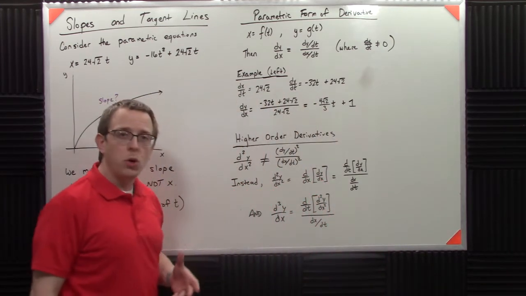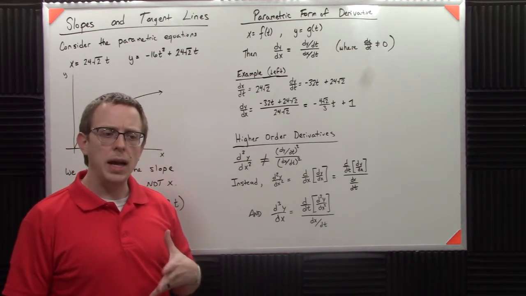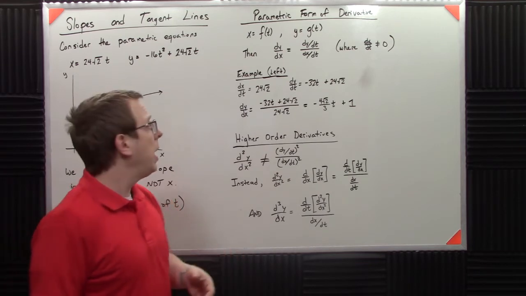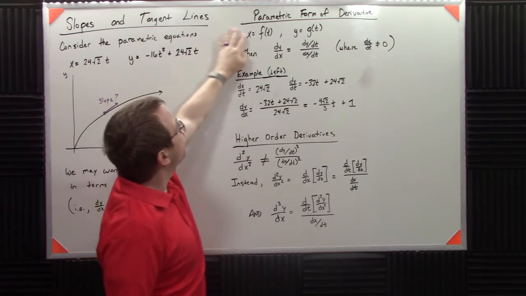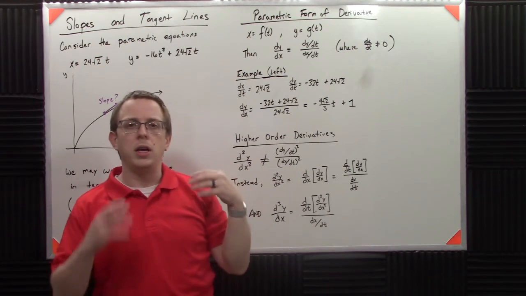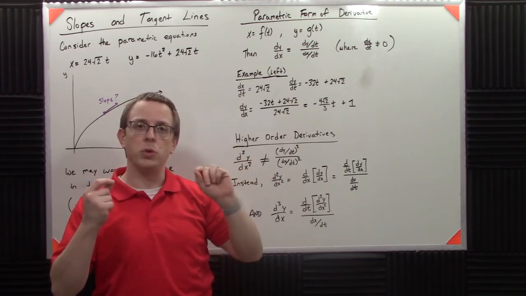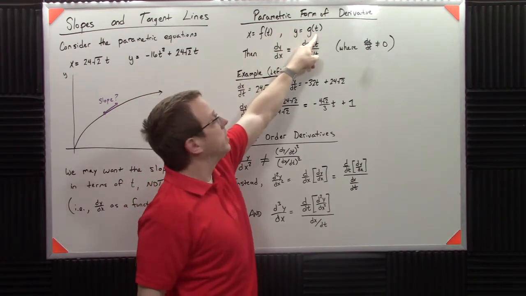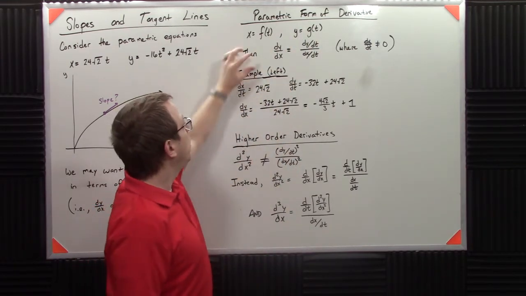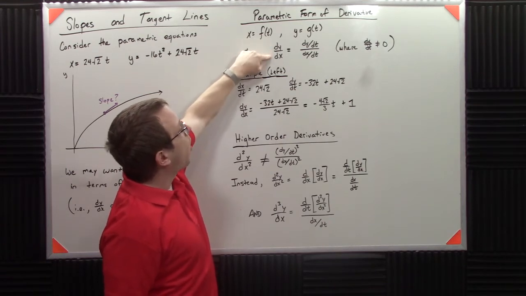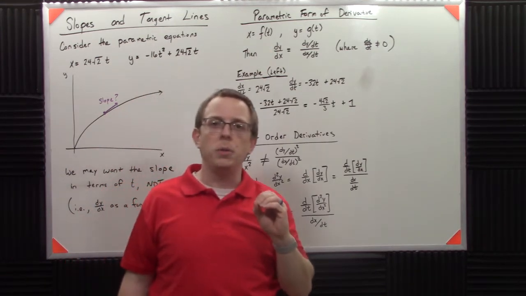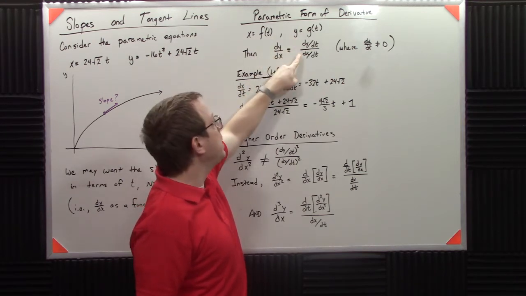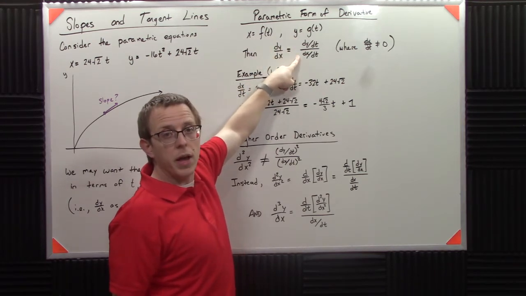Well, there's a really cool idea here, and I won't go into the mechanics of the proof, even though the proof is kind of neat. It's the idea that if I have two variables which are both functions of a third parameter, t, so this is a function of t and this is also a function of t, then the derivative of y with respect to x can actually be computed by taking the derivative of y with respect to t divided by the derivative of x with respect to t.